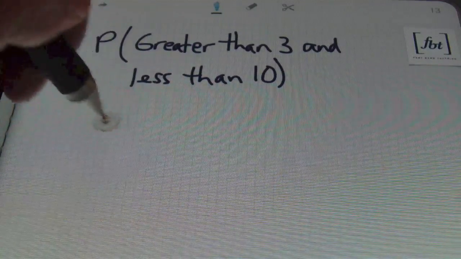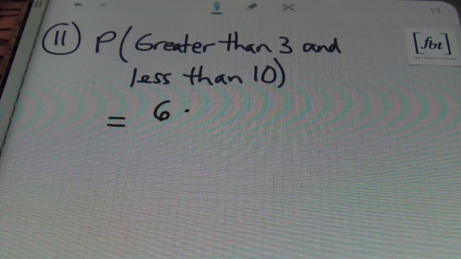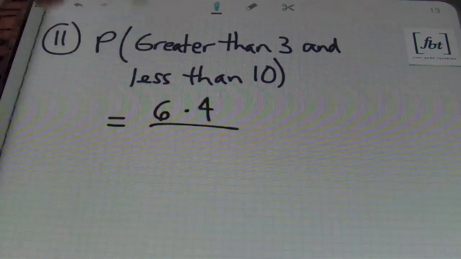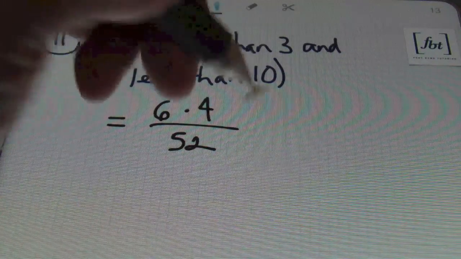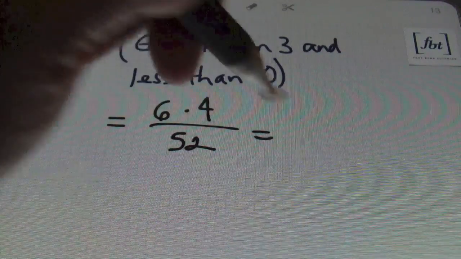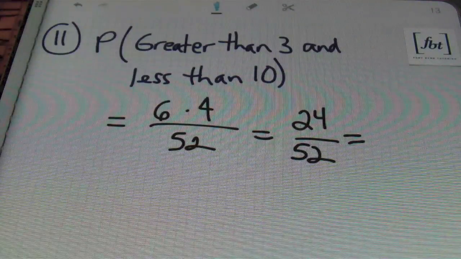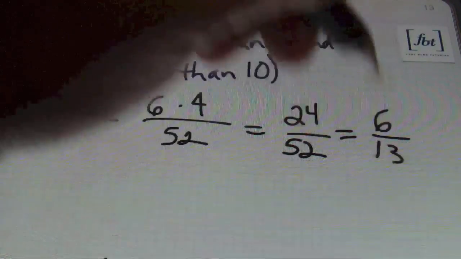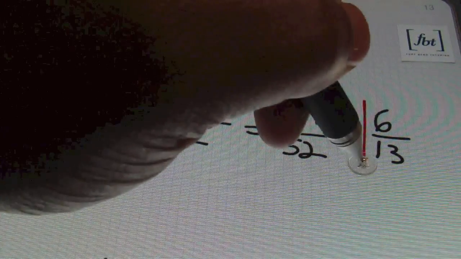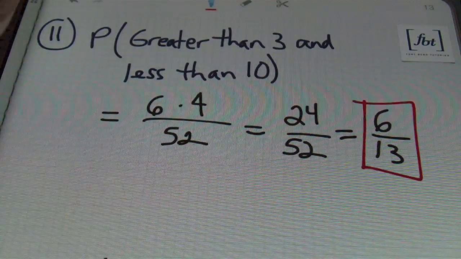So in putting my probability together here, I have the 6 numbers that are greater than 3 and less than 10 times the 4 suits that you'll find them in, divided by the total number of cards in a deck, which is 52. Multiplying that together, you have 6 times 4, which gives you 24 out of 52, and you can simplify both 24 and 52 by 4. Reducing these by 4, you'll end up with 6 over 13, and that's your result. 6/13. Done and done. That was problem number 11, ladies and gentlemen.